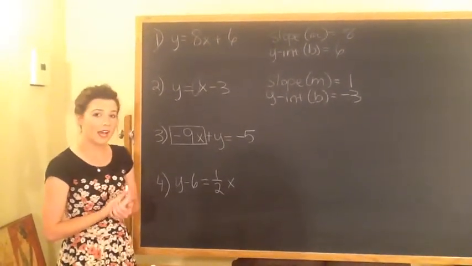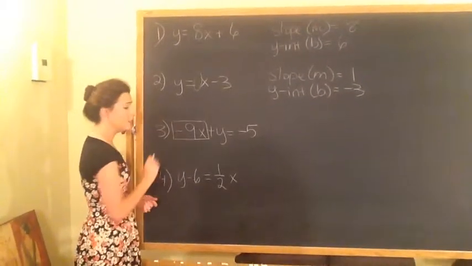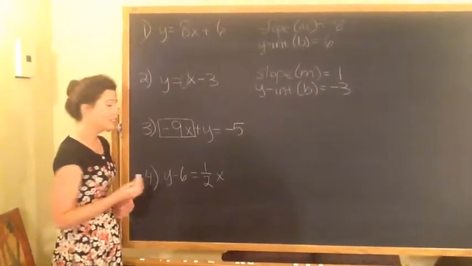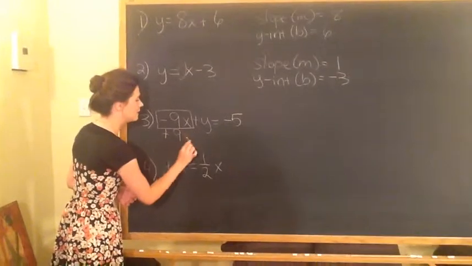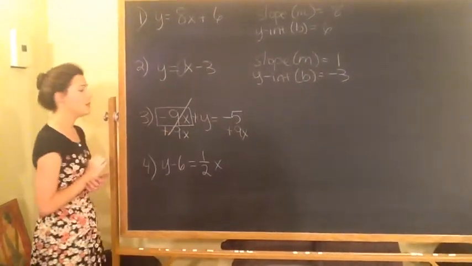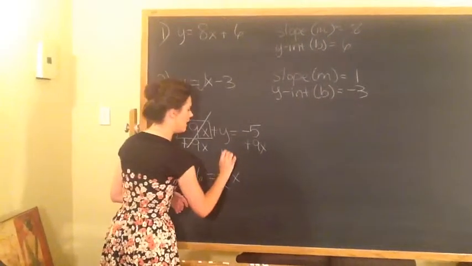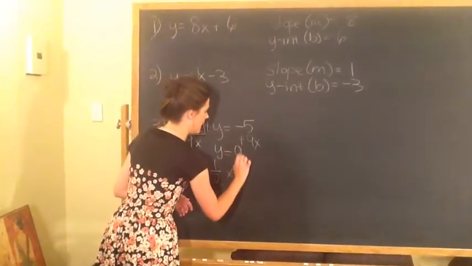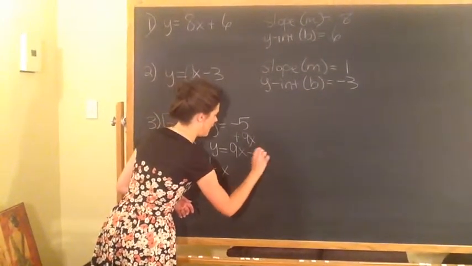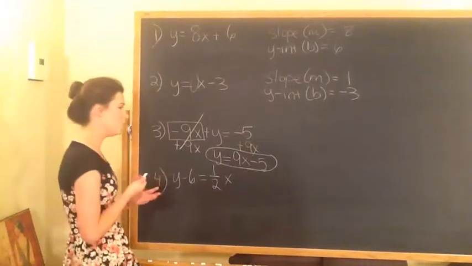In order to do that, I need to do the inverse operation. In this case, this term is negative, so we want to add it to both sides of the equal sign, so that we will be able to put it in y-intercept form, or slope-intercept form. So we have y equals 9x minus 5. So here's our formula. I just want to circle it so that you can see our new formula.